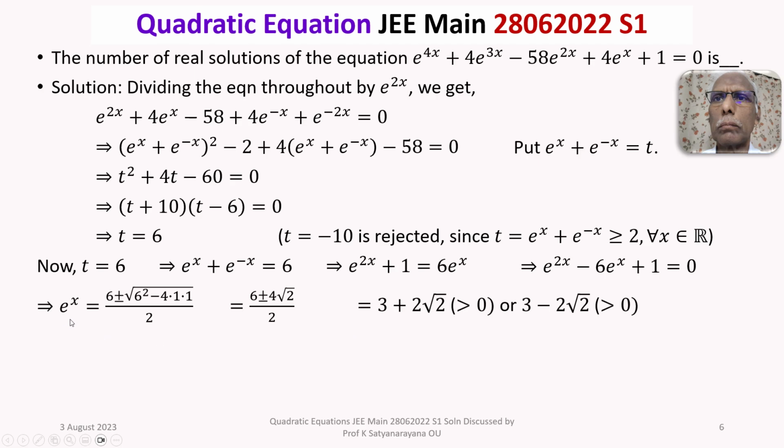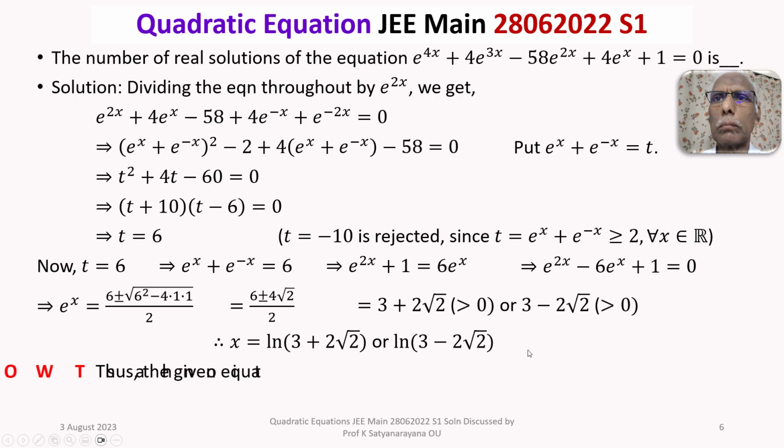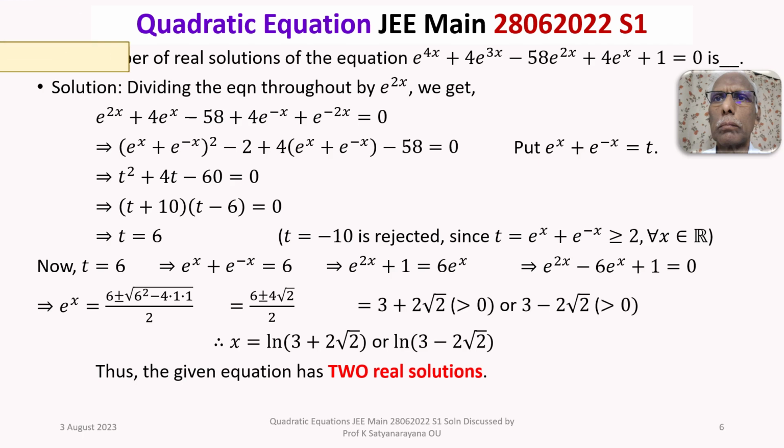When you solve for x, you get logarithm to the base e of this, logarithm to the base e of this. Both exist as real numbers. x = ln(3 + 2√2) or ln(3 - 2√2). Thus, the given equation has two real solutions. Therefore, the answer to this question is 2.